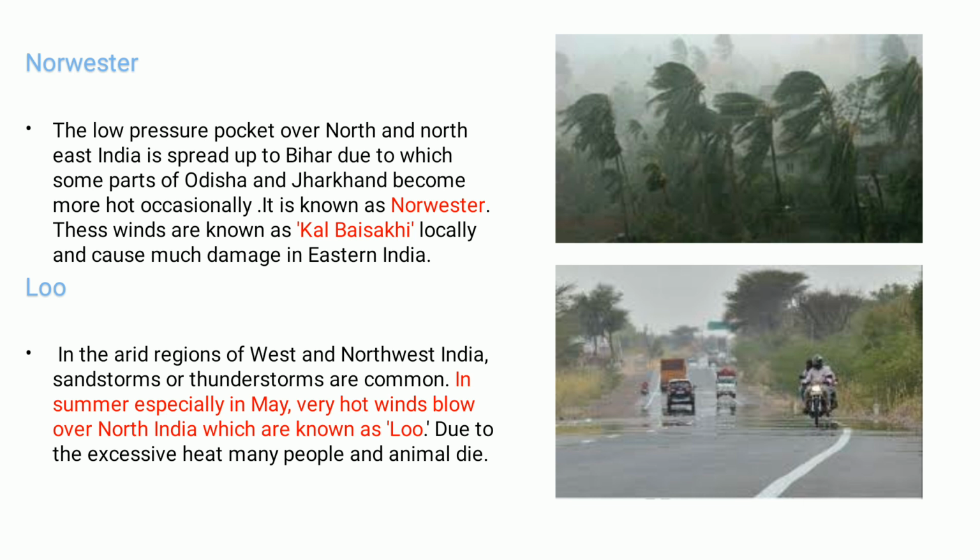The Lu, you might have heard this word, the very hot air currents. In arid regions of west and northwest India, sandstorms and thunderstorms are common. In summers, especially in May, very hot winds blow over North India, which are known as Lu. Due to excessive heat, many people and animals die when these hot air currents blow. They are locally known as Lu.